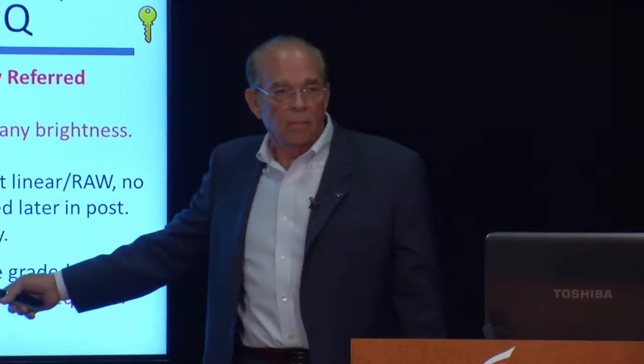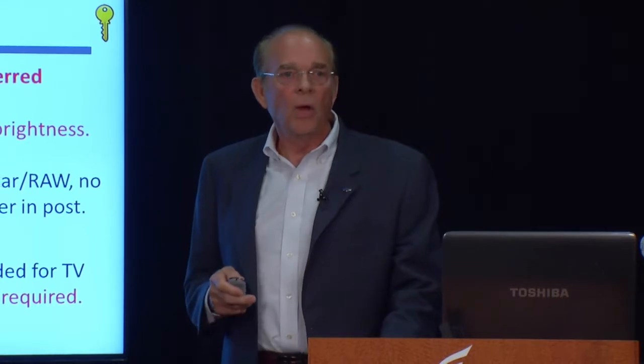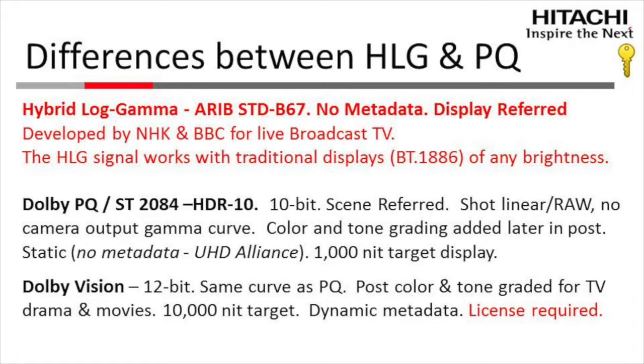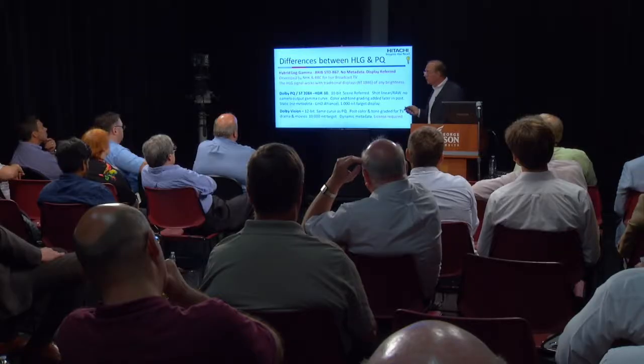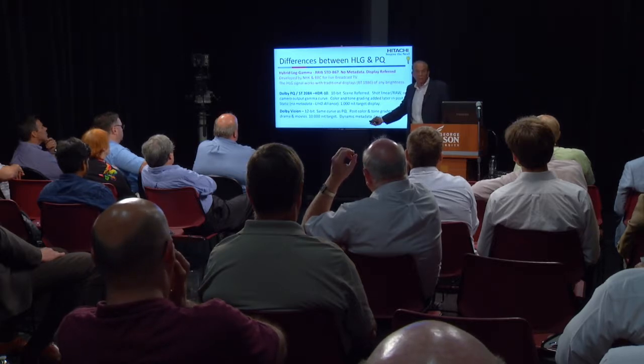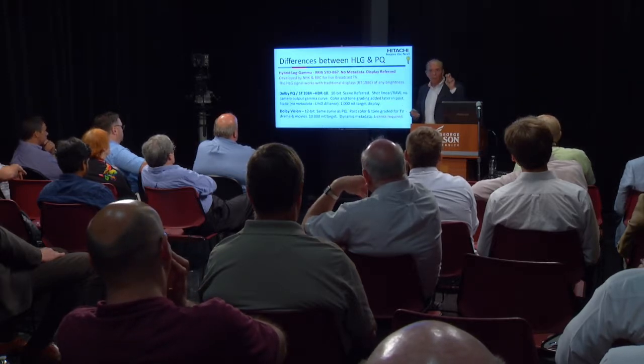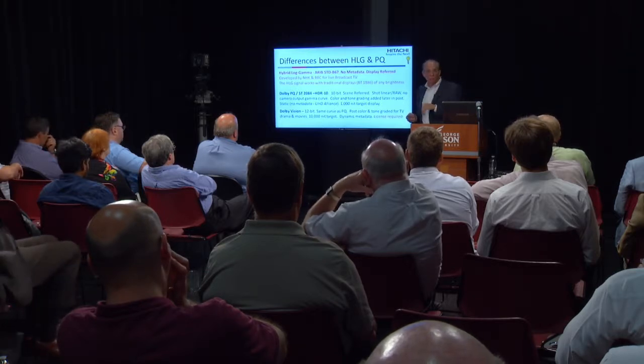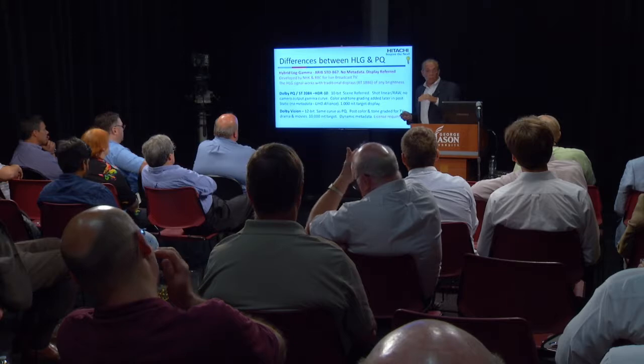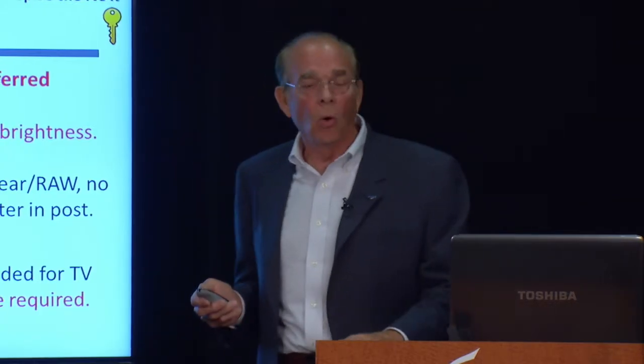With Dolby, the scene is actually recorded without a gamma curve. It's raw or linear, if you know what that means. And then it is tweaked in post-production. It is adjusted in post-production. The idea is, in post-production with color and tone grading, you could have a lot more control over the signal than you can with just a flat transfer function or gamma curve. And that's all great, but you can't do it live. So that is the problem with Dolby. Now, Dolby was developed for cinema, for movies, and it does a great job, but it won't work for sports. It won't work for live.